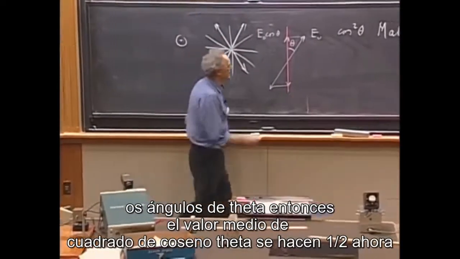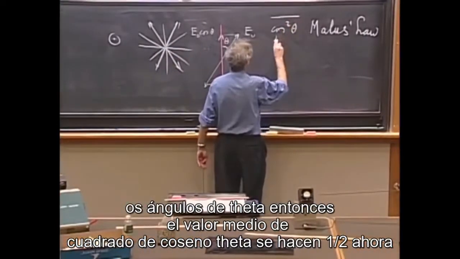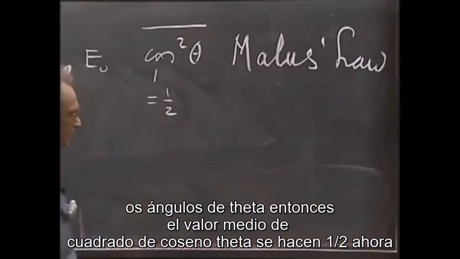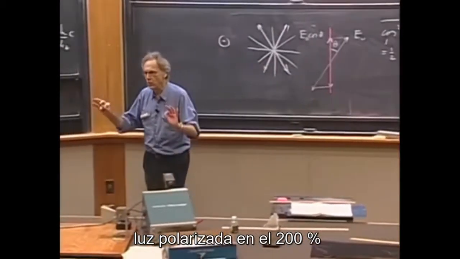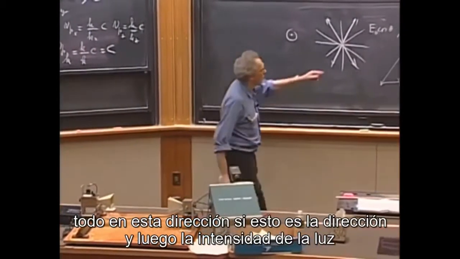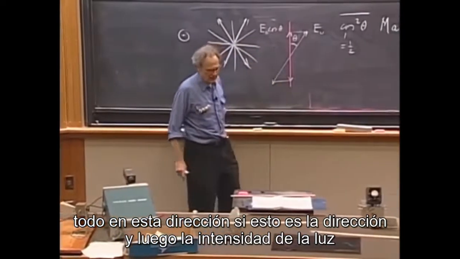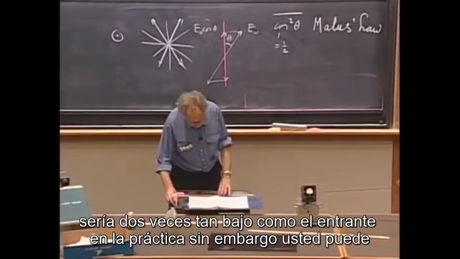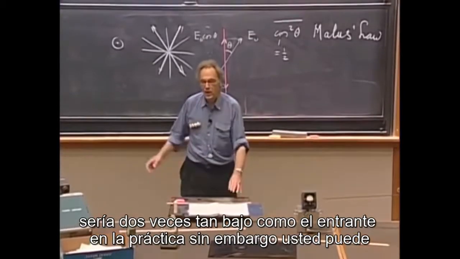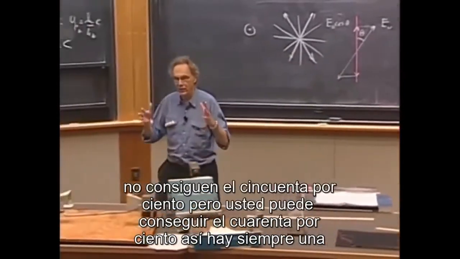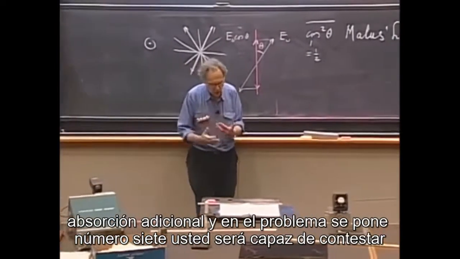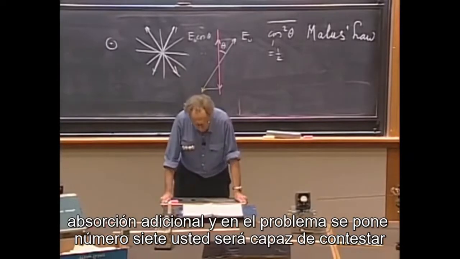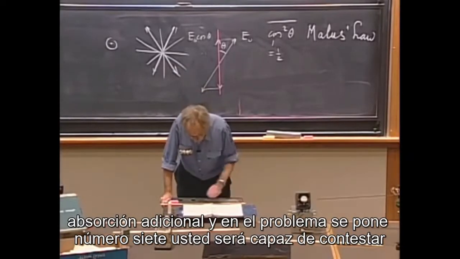Now, if all angles are present, randomly angles of theta, then the average value of cosine square theta becomes 1/2. So for an ideal polarizer, now they don't exist, but an ideal polarizer would turn unpolarized light into 100% polarized light, all in this direction, if that's the direction, and then the intensity of the light would be twice as low as the incoming one. In practice, however, you may not get 50%, but you may get 40%. So there's always some additional absorption.